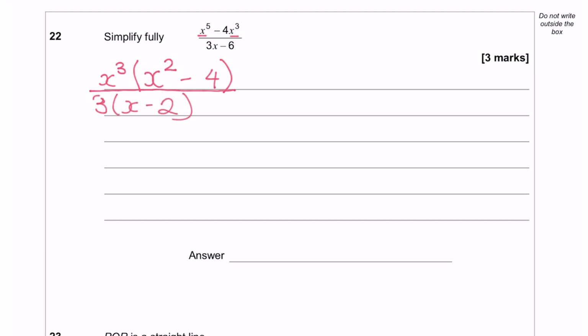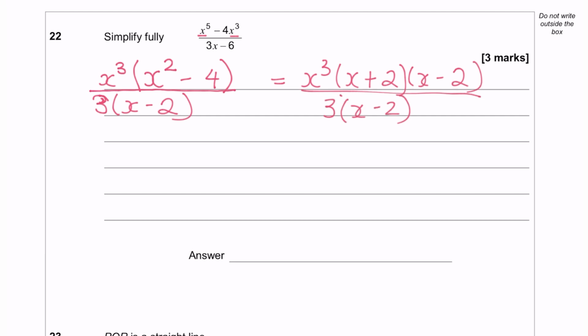On the denominator, well, we can take 3 out, obviously, and we get x minus 2. Now, hopefully you've recognised the bit in the bracket on the top is a difference of 2 squares because you've got 2 square numbers and a minus between it. So what you're going to do is then say, well, that's the same as x plus 2, x minus 2. And what do we notice? That there's that on the bottom. We can cancel that out. We get x cubed, x plus 2 over 3.